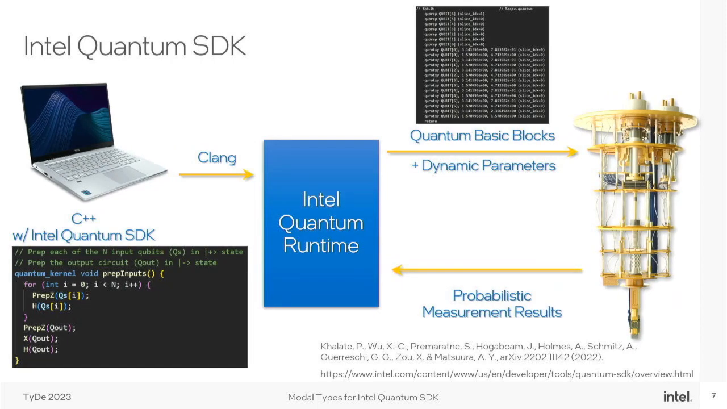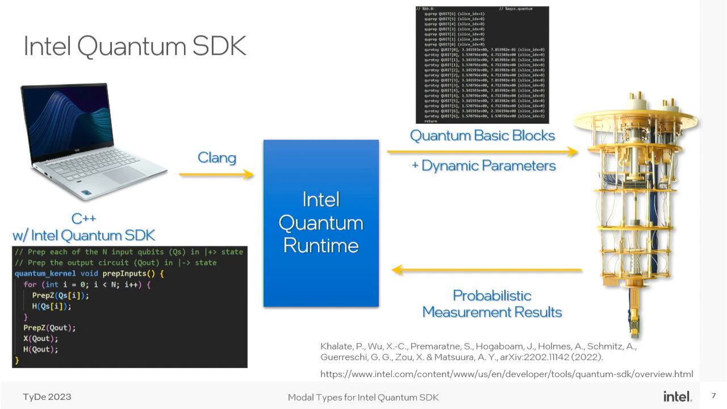So the Intel Quantum SDK, which I mentioned, is an attempt to bridge that gap by allowing writing hybrid classical quantum algorithms in an extension of C++. And the extension has a special type of functions. I know this is too small to read, but it has a special type of function called quantum kernels. And all of the quantum operations occur in quantum kernels, but there can also be classical operations inside those quantum kernels.